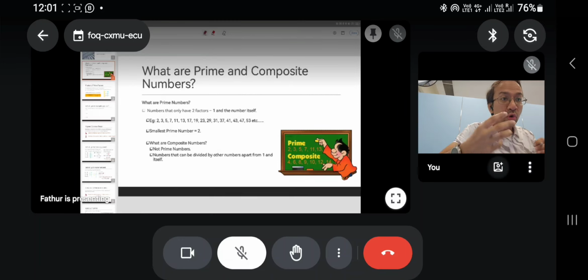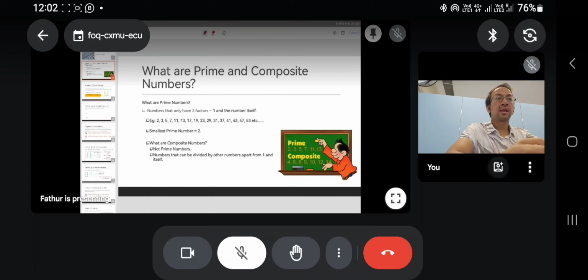Okay, so those lonely numbers are like 5, 7, 13, 37. All these numbers you cannot divide by any other number except for one and itself, right? So all these are what we call prime numbers. Composite numbers are the opposite of prime numbers. Any number that can be divided by other numbers. For example, 10. 10 is a composite number.